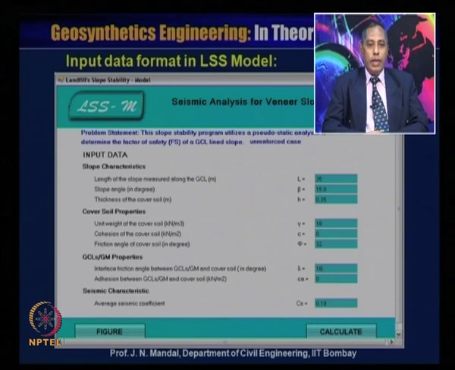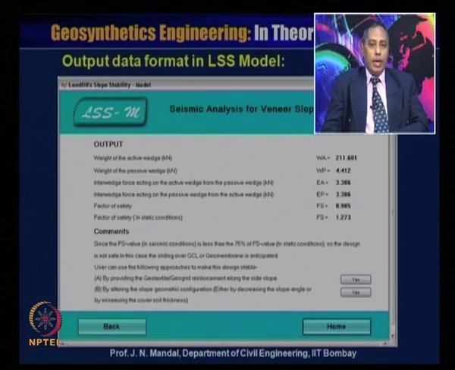Then the geosynthetic clay liner or geomembrane property: the interface friction angle between the geosynthetic clay liner or geomembrane and the cover soil, delta, is equal to 18 degree, and the adhesion between the geosynthetic clay liner or geomembrane and cover soil, Ca, is equal to 0. Here we are considering the seismic analysis for landfill slope stability. Therefore, the seismic characteristics also have to be taken into account. So, the average seismic coefficient Cs is equal to 0.10.